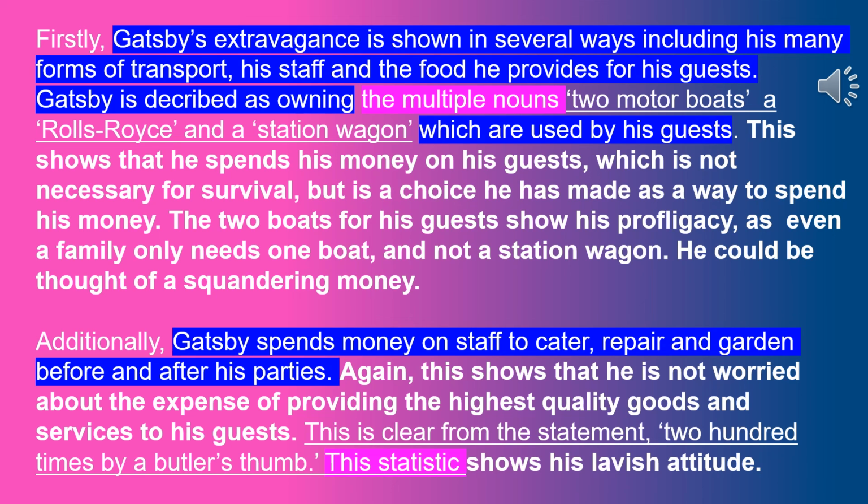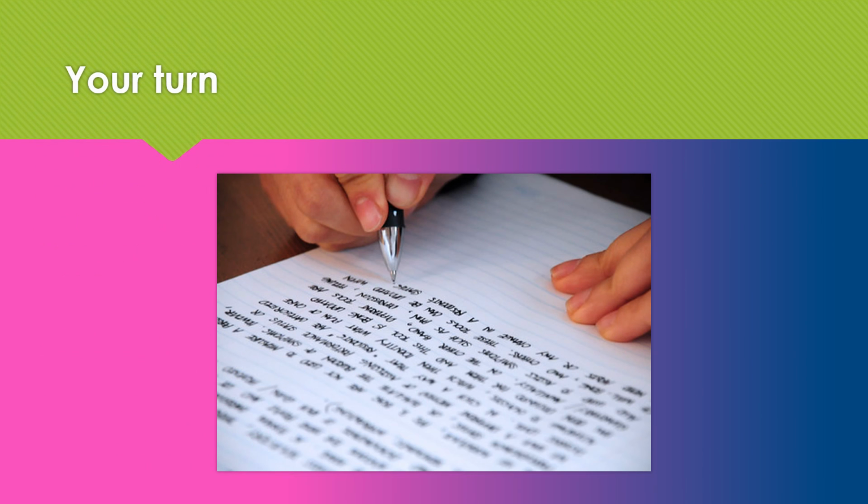The 2 boats for his guests show his profligacy, as even a family only needs 1 boat and not a station wagon. He could be thought of as squandering money. Additionally, Gatsby spends money on staff to cater, repair and garden before and after his parties. Again, this shows that he's not worried about the expense of providing the highest quality goods and services to his guests. This is clear from the statement 200 times by a butler's thumb. This statistic shows his lavish attitude. It's your turn to write now.